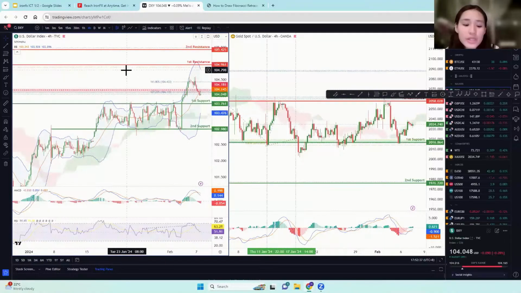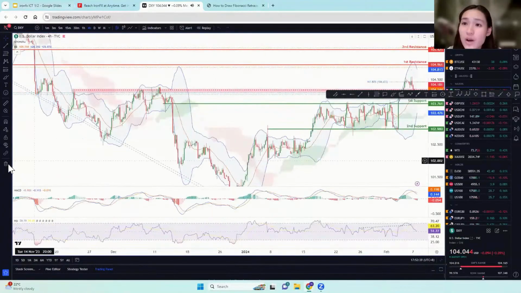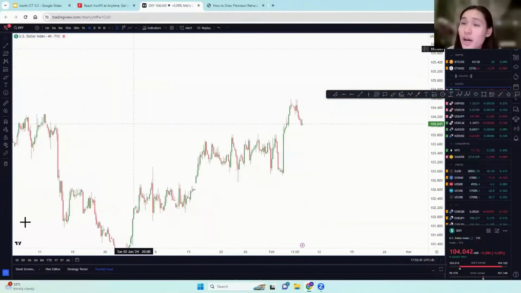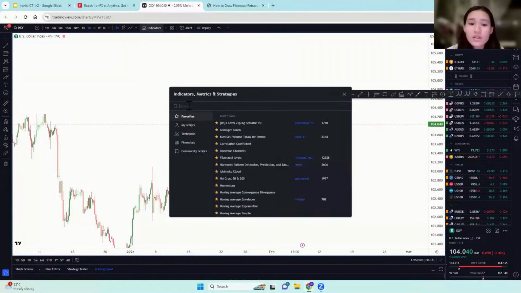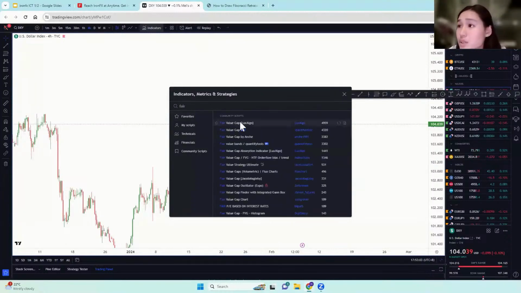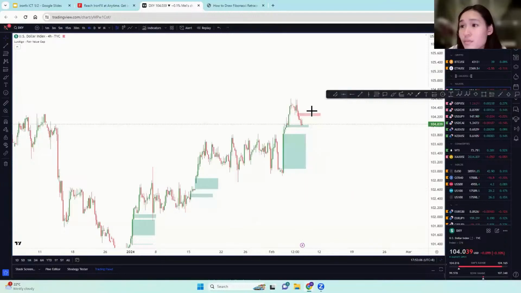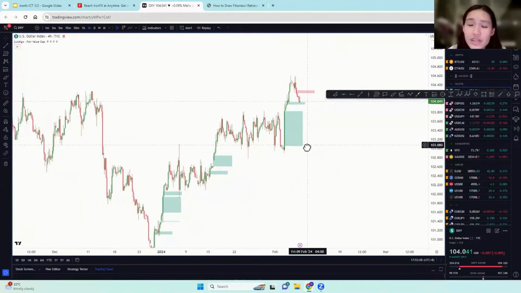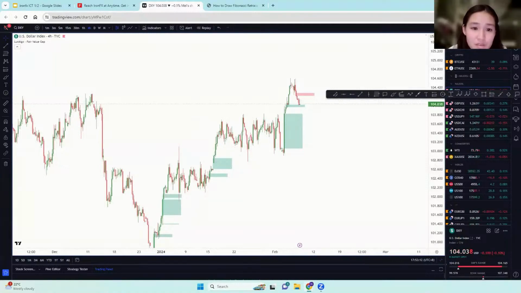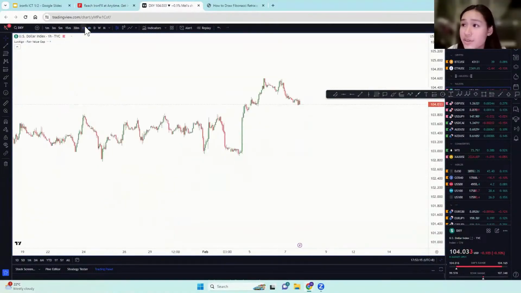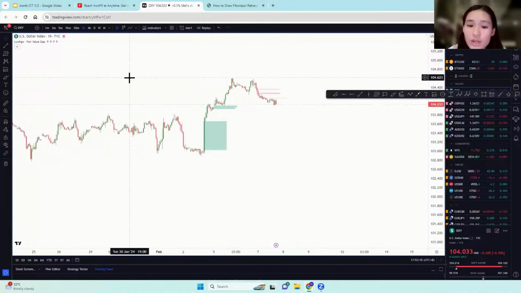Okay, so if we are looking at DXY, just a random chart, this is how you implement the FVG indicator. You go to the indicators, search for fair value gap, and this one. This helps you to identify any of the FVGs, and you can use it on any time frame as well. I'm on the 1 hour time frame now.